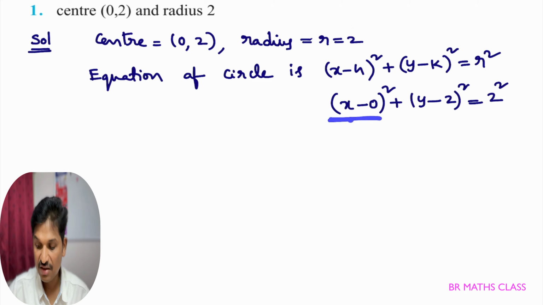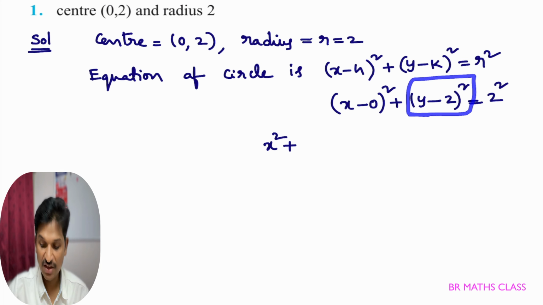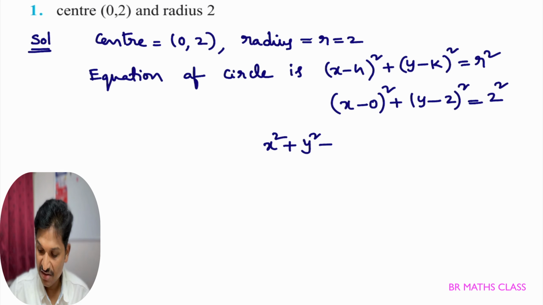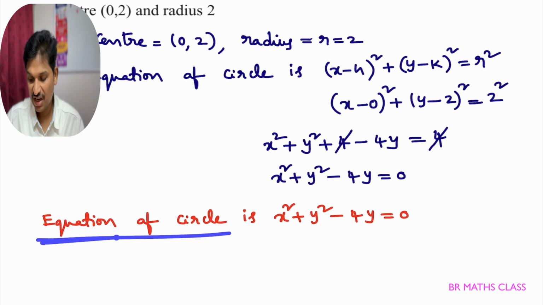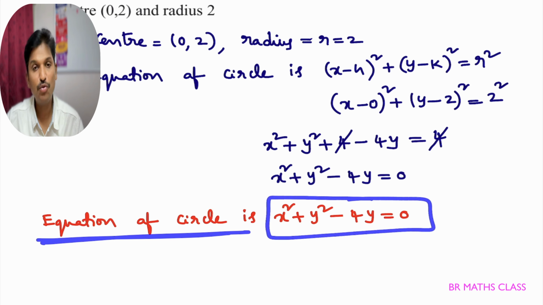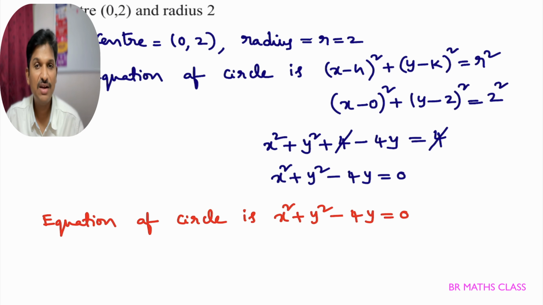Now you simplify this. x minus 0 is x, so this is x square plus, now you expand y minus 2 whole square. What you will get? y square plus 2 square is 4 minus 2ab, 2 into y into 2, that is 4y, equal to 2 square is 4. Now you can observe left side, right side, 4 will get cancelled. So what you got here? x square plus y square minus 4y equal to 0. Therefore, the required equation of the circle is x square plus y square minus 4y equal to 0. I hope you understand this.